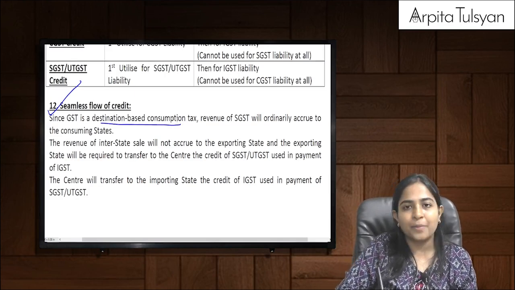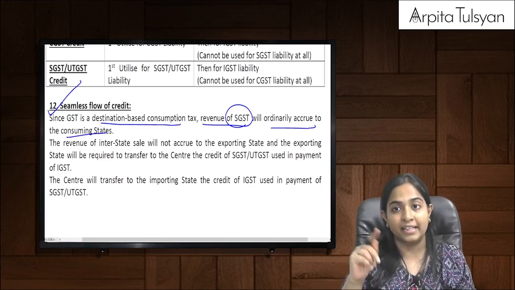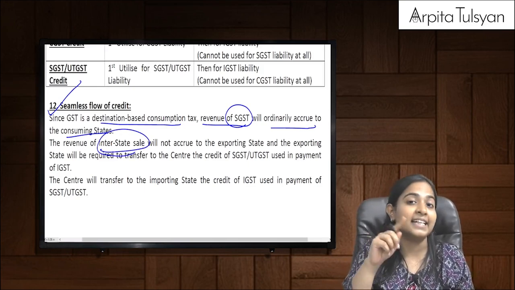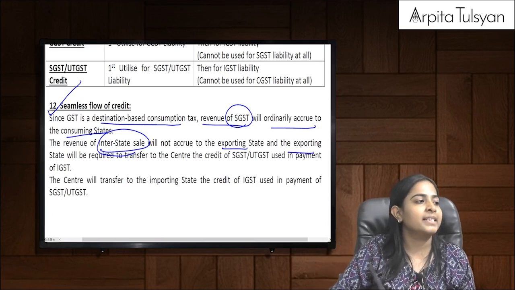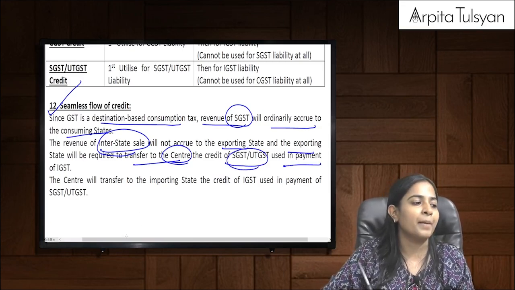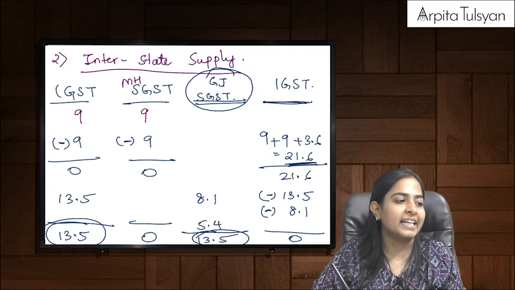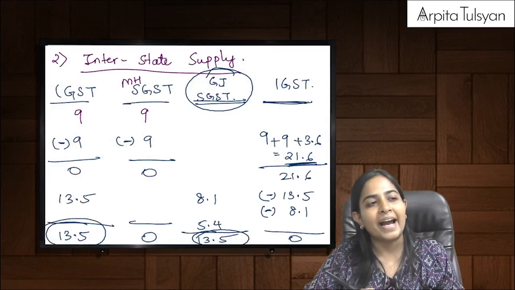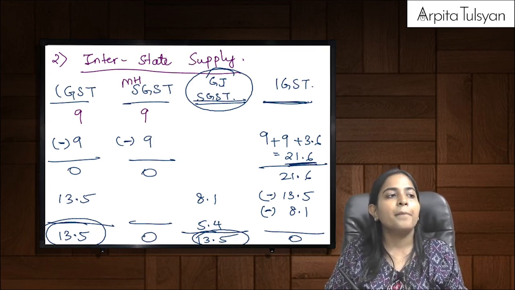Since it is a destination-based consumption tax, revenue of SGST will accrue to the consuming state, the one which is consuming. Revenue of interstate sale will not accrue to the exporting state, and the exporting state will be required to transfer to the center the credit of SGST used in payment of IGST. If we have used any credit of SGST for payment of IGST, then that will be transferred. Okay, means what?